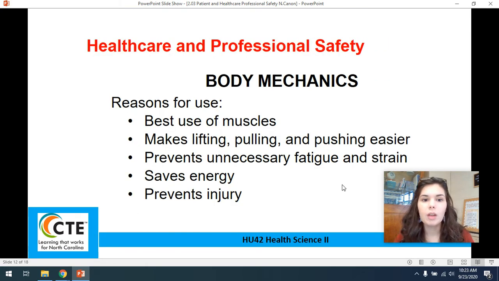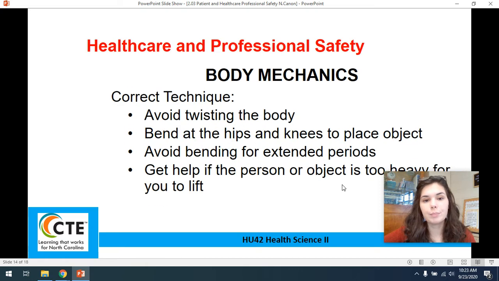Some of the reasons we need to use body mechanics is because it's the best use of our muscles, and it makes lifting, pulling, and pushing things a lot easier. It also prevents unnecessary fatigue and strain, it saves energy, and it prevents injuries.